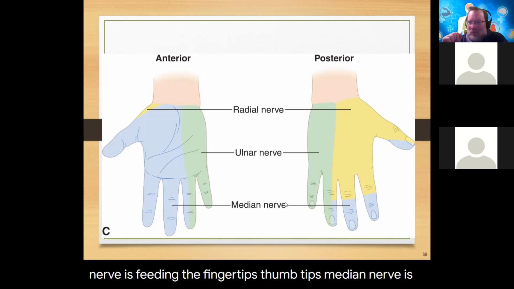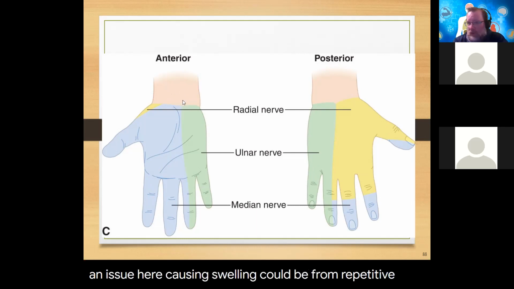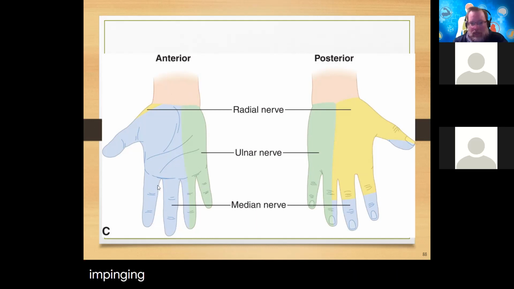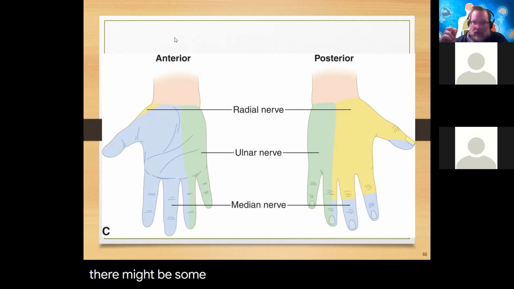Median nerve is your carpal tunnel syndrome nerve. So oftentimes we've got an issue here causing swelling. Could be from repetitive use, but there'll be some inflammation in this area, impinging and impeding the flow out to the fingertips. So we could have sensory issues as sensory's traveling. So there might be some tingling going on that's affecting the sensation.